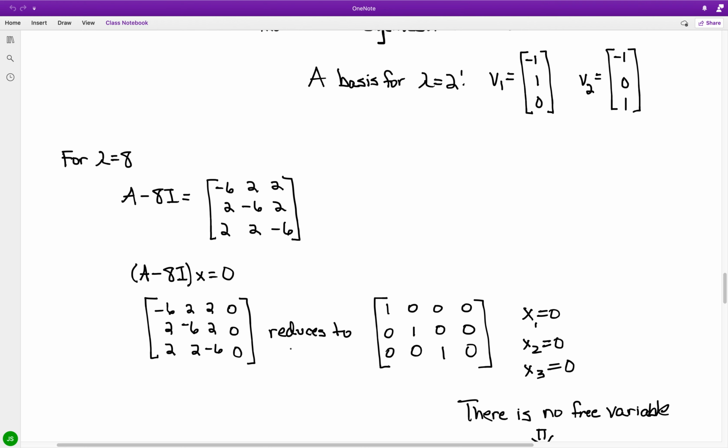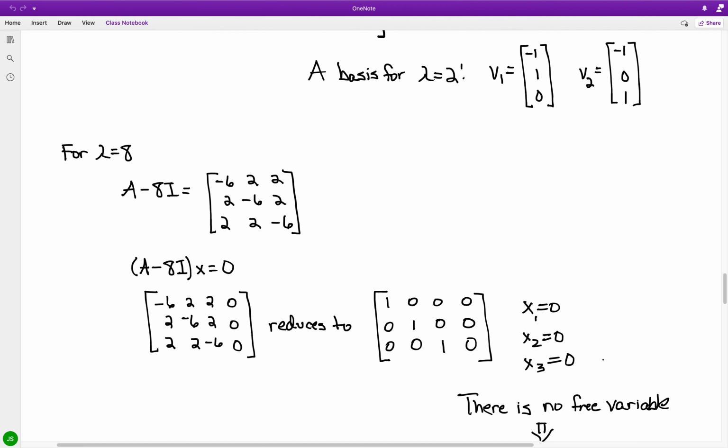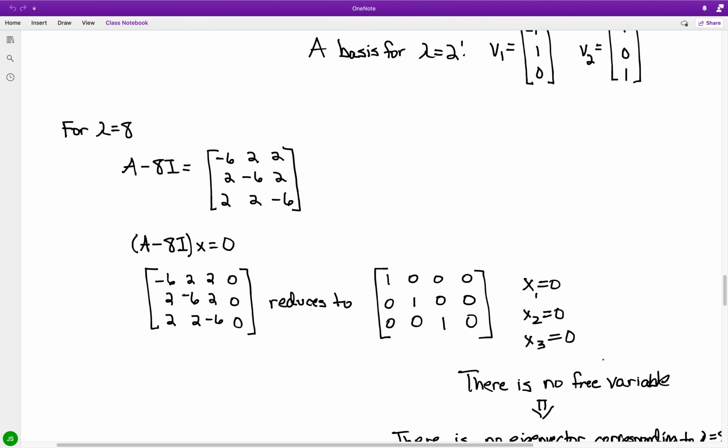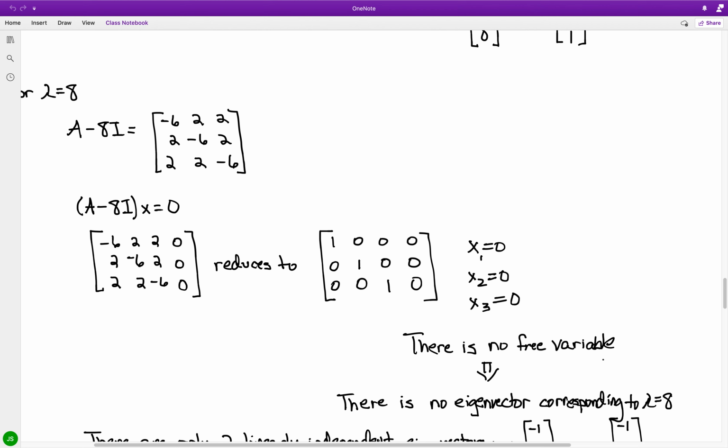This is going to reduce to where x1, x2, and x3 are all going to be 0. So there's not going to be any free variable. And so in this case, there's no eigenvector. Since there's no free variable, there will be no eigenvector corresponding to the eigenvalue of 8.